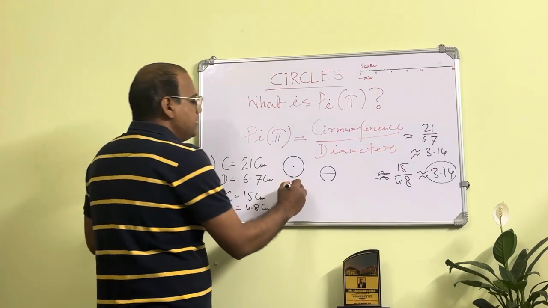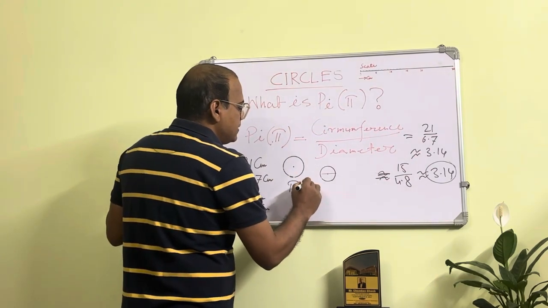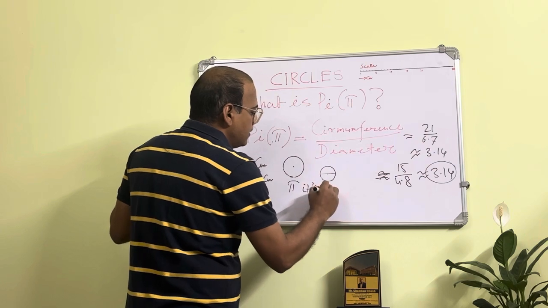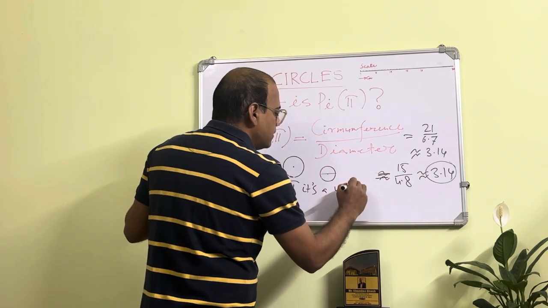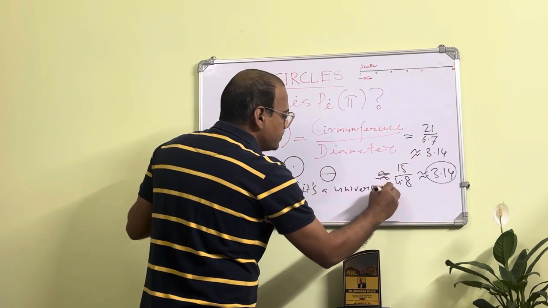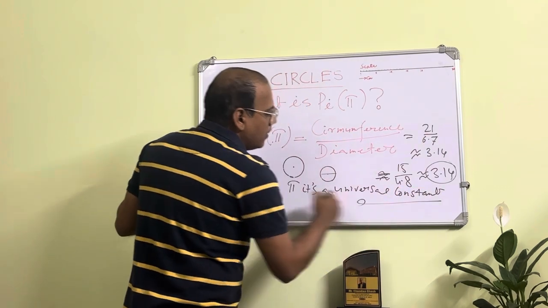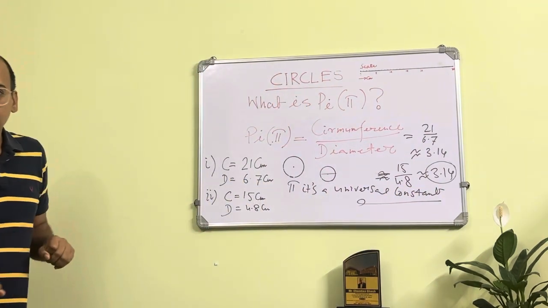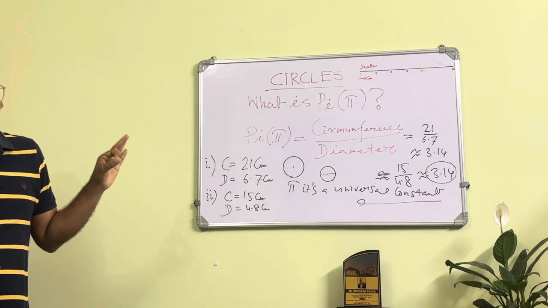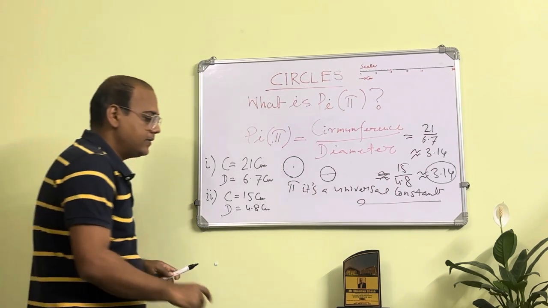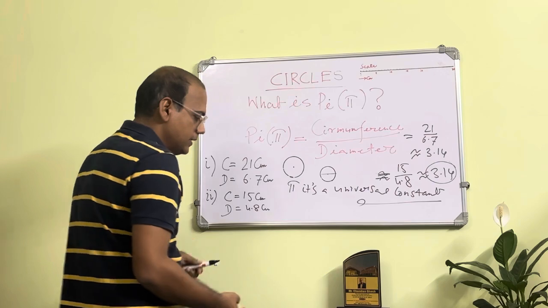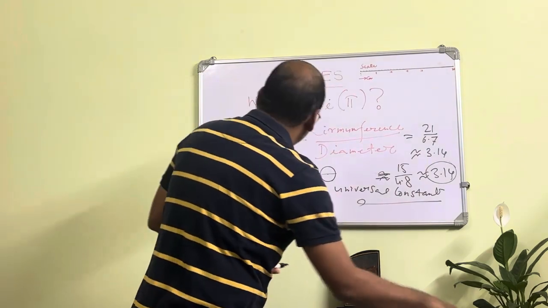So this pi is basically a universal constant. So you've got to know how this pi is derived. The fourth properties of the circle, I will get into that.